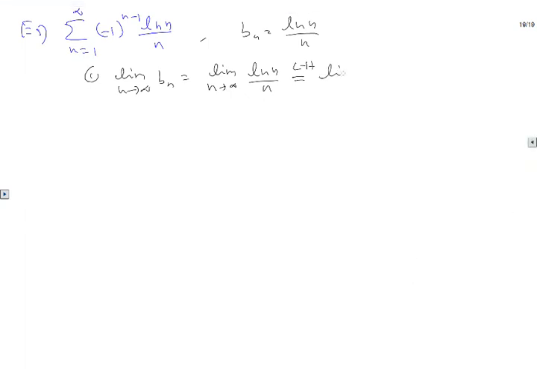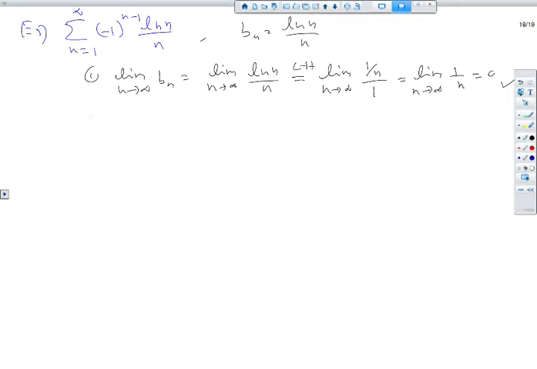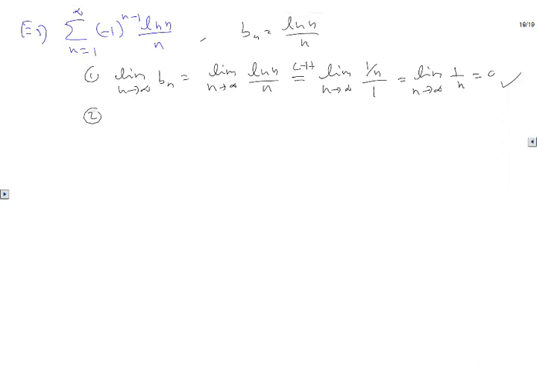If you take the derivative, it's 1 over n, and the denominator is 1, so this equals the limit as n goes to infinity of 1 over n, which is 0. So the first test passed, and then we're going to go to the second test. For the second test, we want to show that Bn is decreasing.